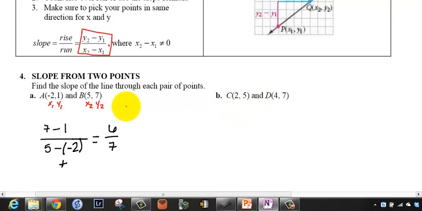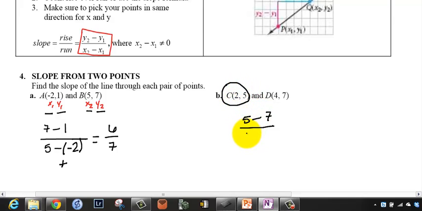Okay, so let's do one more with quick calculations of these. And this time, instead of labeling the points, I'm just going to show you what I do, which is do them in the same order. So I'm going to subtract this C point from this D point. I'm going to do that for the Y values, and then for the X values. So I'm going to take 5 as my first Y value, and subtract it from my second Y value, which is 7. Again, as long as you do it in the same order from left to right, it doesn't make a difference in the calculation. The slope will come out to be the same.